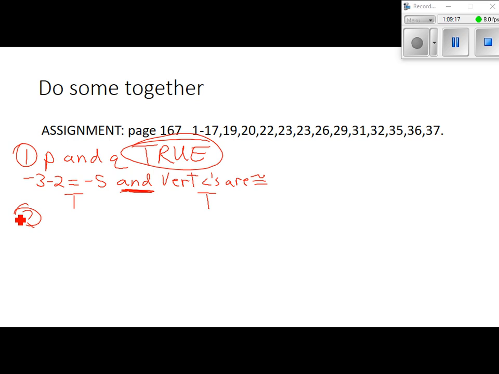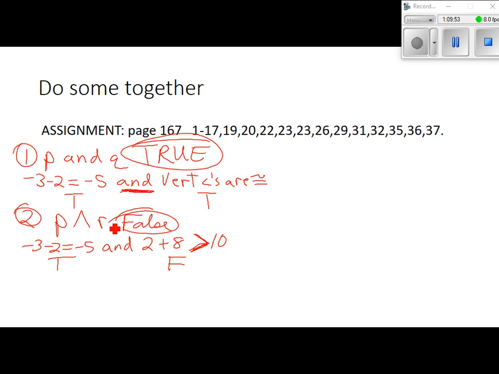Number 2. They give us this. What's P again? What's this symbol? And. What's R? 2 plus 8 is greater than 10. That's an ugly greater than symbol, but. First part, true or false? Second part, true or false? We used and, so what's that tell us about the whole statement? Number 3.